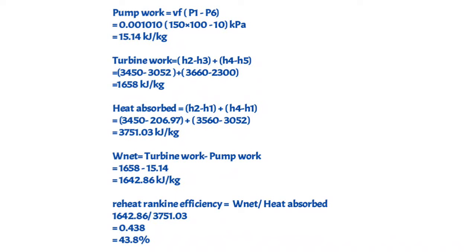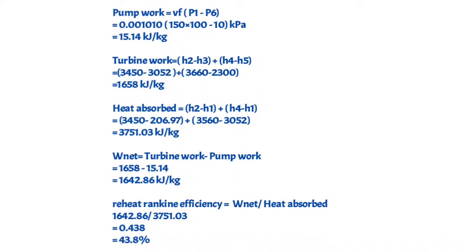Now we will calculate the turbine work. So here we have to add the work done in the high pressure turbine as well as low pressure turbine. So we will take the values, that is 3450 minus 3052 plus 3560 minus 2300. And answer 1658 kilojoule per kilogram.